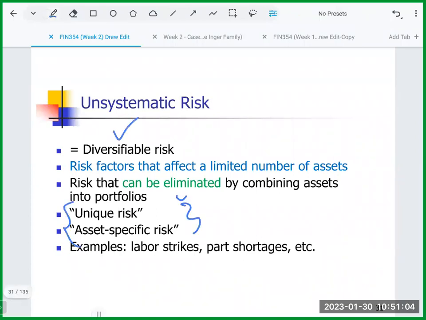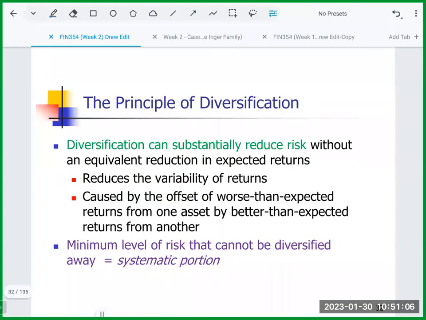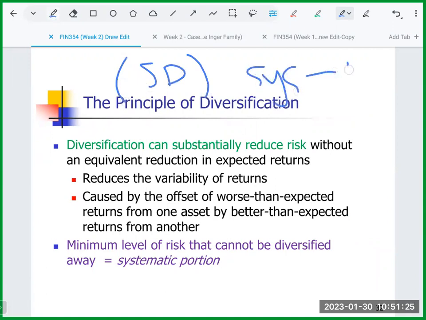Now, the principle of diversification is that we want to reduce risk. Remember, total risk is systematic plus unsystematic risk. And total risk is measured in standard deviation. Total risk is standard deviation. Remember, your systematic risk is measured in beta. So when we use diversification, what we are doing is reducing the total risk.